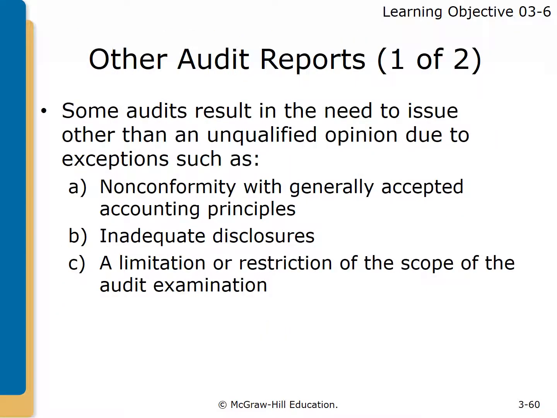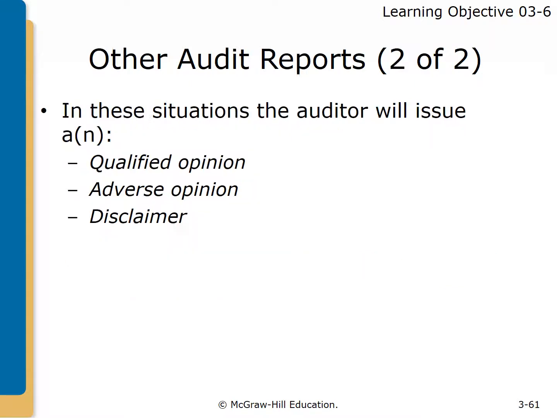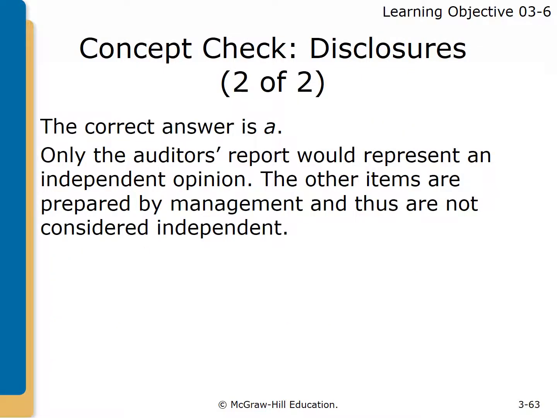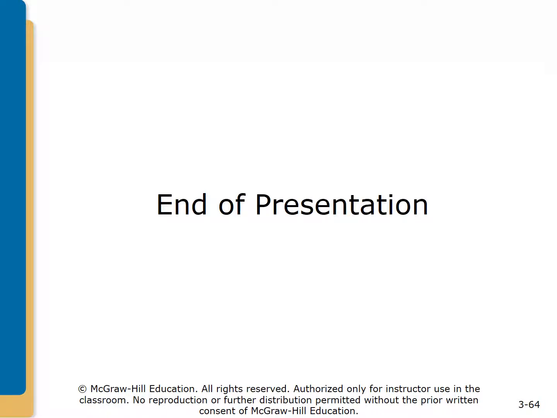And then our other auditor reports. Okay, and we talked about these. So which disclosure provides an independent and professional opinion about the fairness of the representation of the financial statements and about the effectiveness of internal controls? Auditor report. Okay, so that is our annual report.